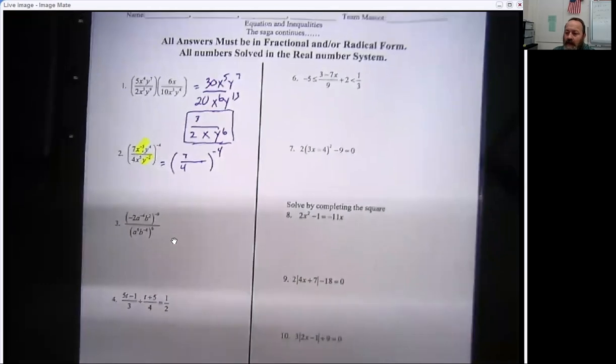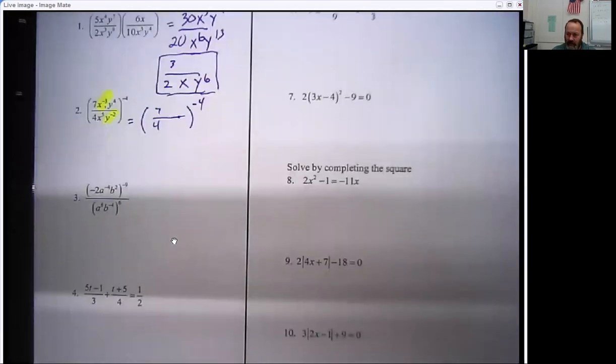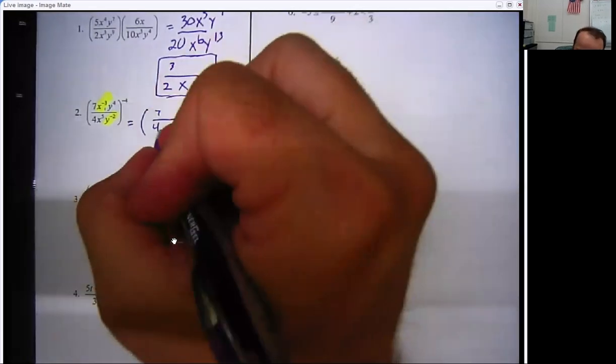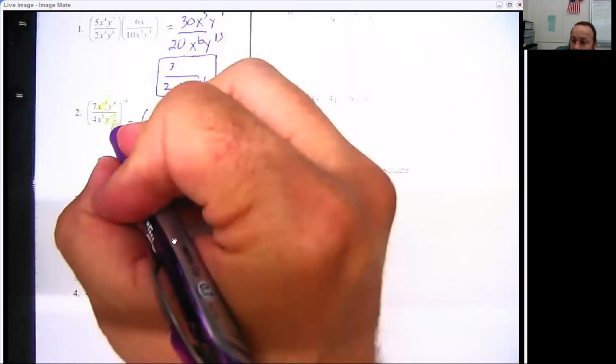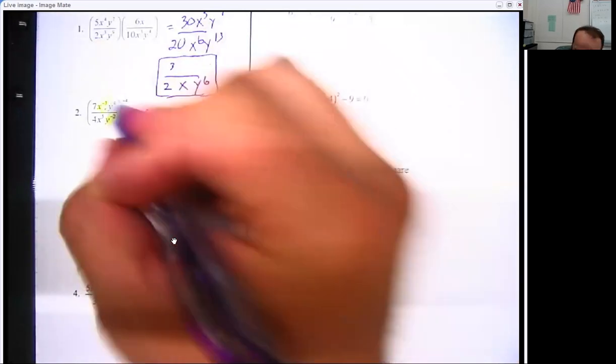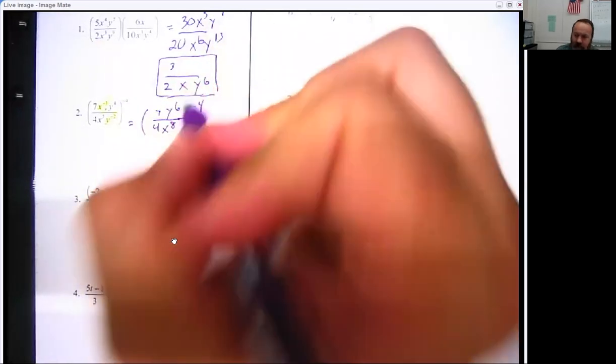Let me see if I can zoom this in a little bit tighter. Okay, see if that shows up just a little bit better. And now I have a total of x to the 8th in the denominator, and similarly these 2 y's down here should have been up on top and join the 4 that were there as y to the 6th.